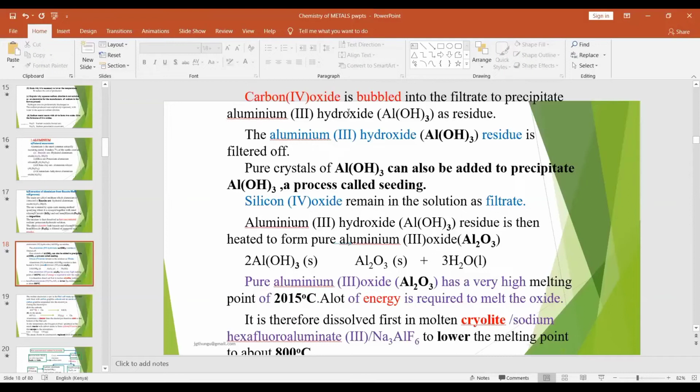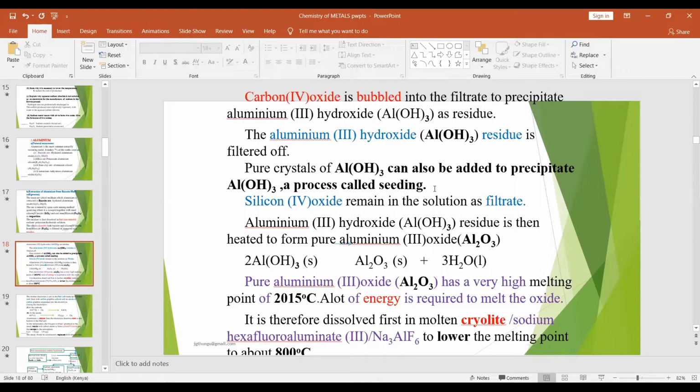Can also be added to precipitate out more aluminium hydroxide. This process is called seeding. What do we mean by the term seeding? Seeding is a process of adding pure crystals of aluminium hydroxide into the mixture of sodium aluminate and sodium silicate to precipitate out more aluminium hydroxide.